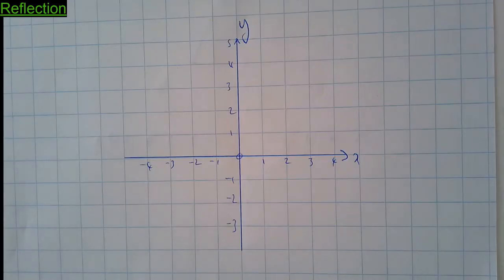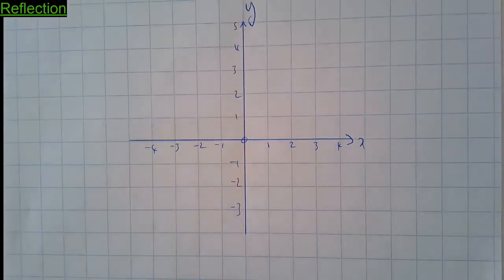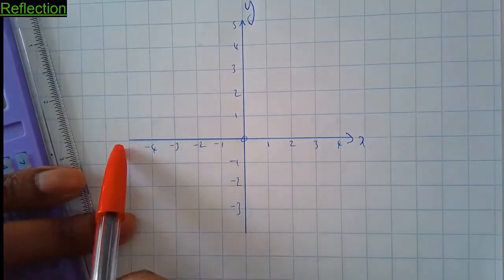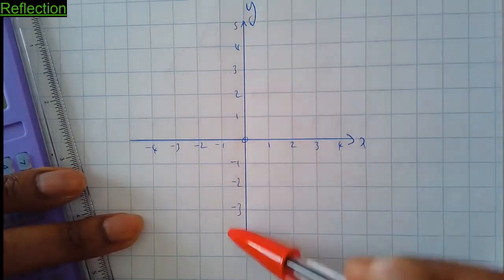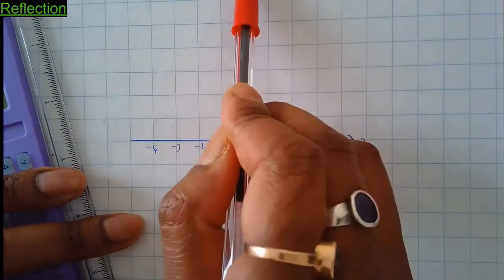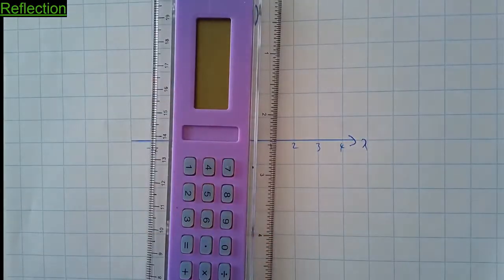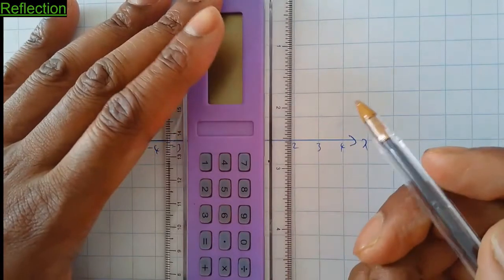Before I start teaching you about reflection of shapes, I'm going to draw some lines in this grid. Remember, this is the x-axis, that's the y-axis, x, y. Y go up the stairs. I'm just drawing some random lines now.